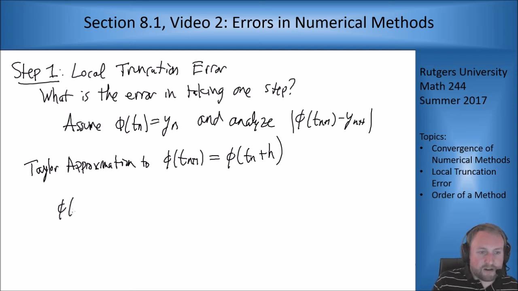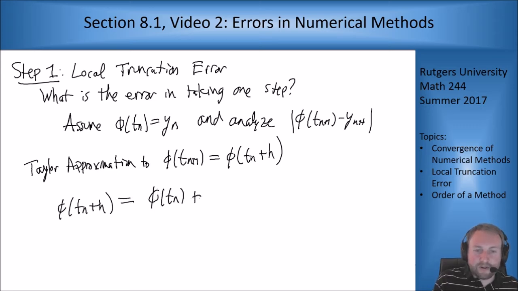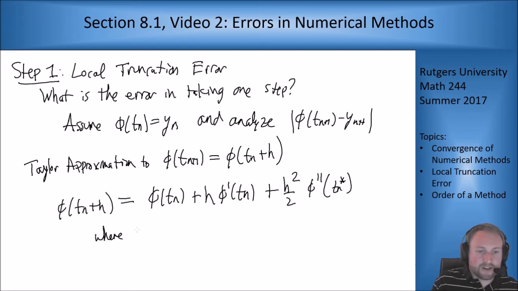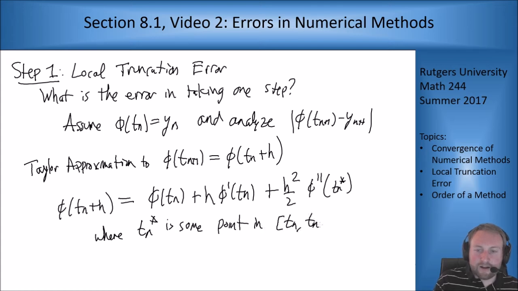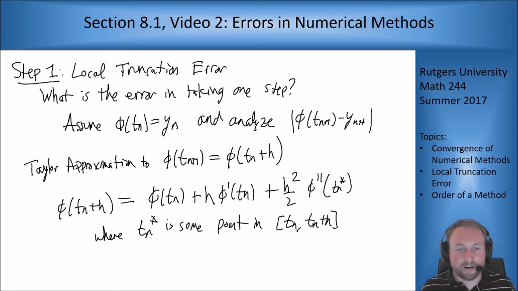So phi of Tn plus h, well, what is this in terms of Taylor series? This is phi of Tn plus h phi prime of Tn plus h squared over 2 phi double prime of Tn star, where Tn star is some point in Tn to Tn plus h. This is just Taylor's theorem with remainder. And I get that set up there.